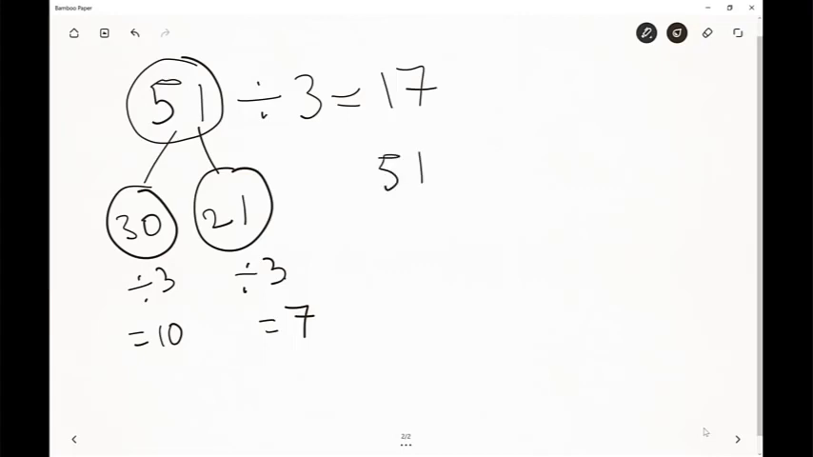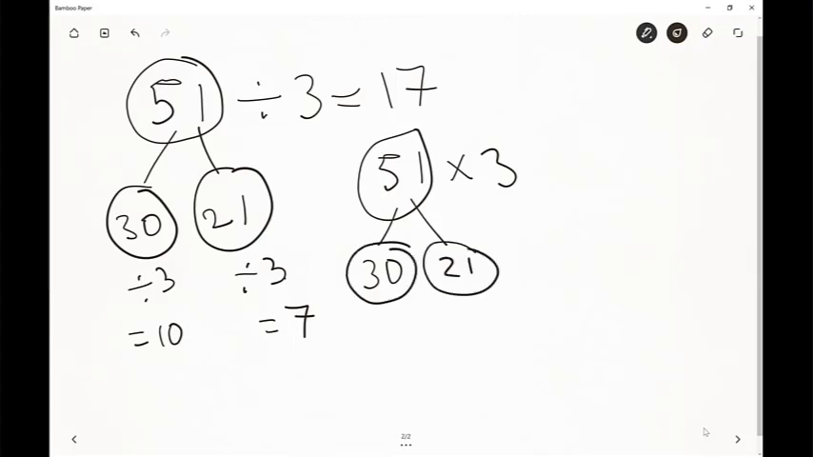So 51 times 3 now. We've looked at 51 divided by 3. What about 51 times 3? Am I going to just split 51 into 30 and 21 again? Or is that going to make my life a bit more challenging? Probably will, right? So what can I do? Maybe I can split 51 into 50 and 1. Now that makes my life a lot more simple.